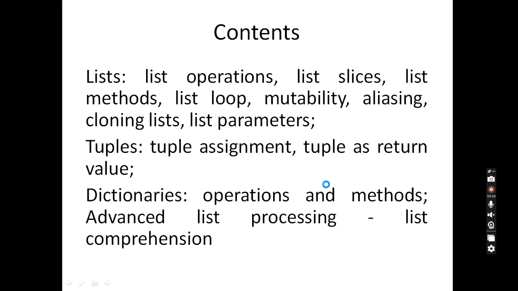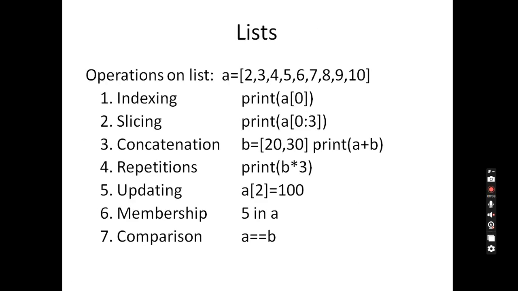First, list. A list is nothing but a collection of different data types. Within a square bracket, each element is separated by a comma. Either we can have the same data type elements or different data type elements. It is mutable, so we can change the list elements, update, insert. All this processing can be done in a list. Some of the operations we have listed here are indexing, slicing, concatenation, repetition, updating, membership and comparison.